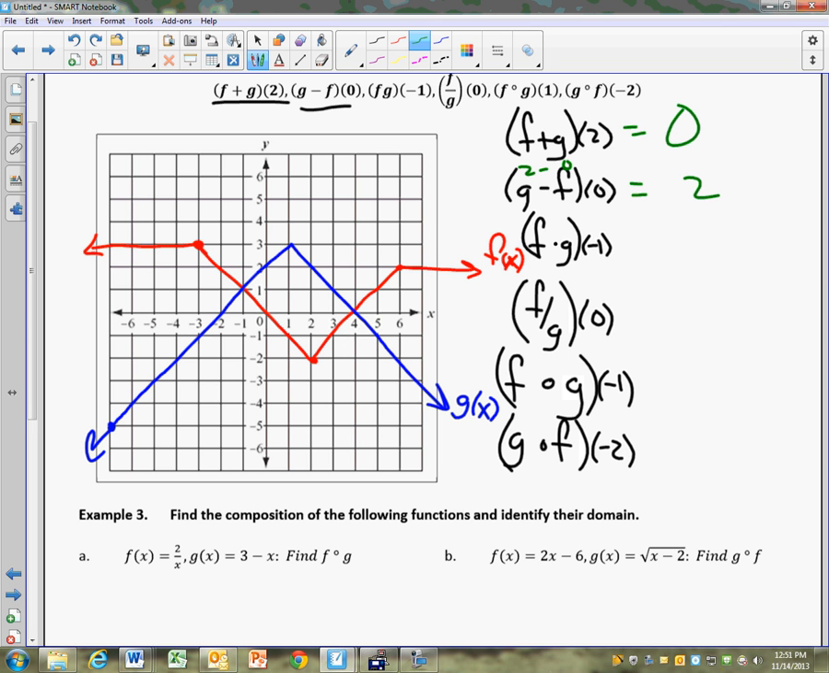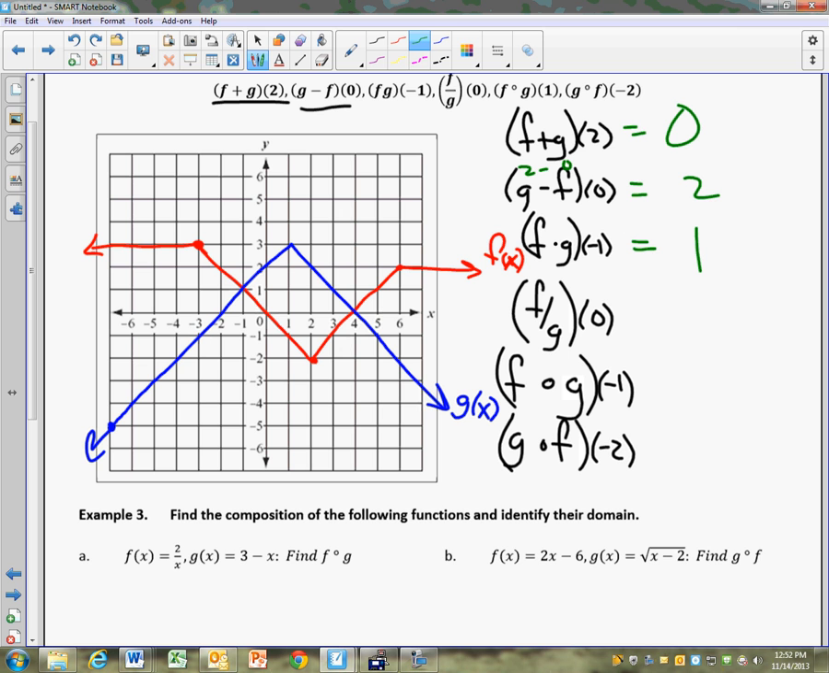Mr. Jeffrey was out there staring me down. All right. F times g of negative 1. So I go to negative 1. And what is f of negative 1? 1. What is g of negative 1? 1. And if you multiply those together, 1.